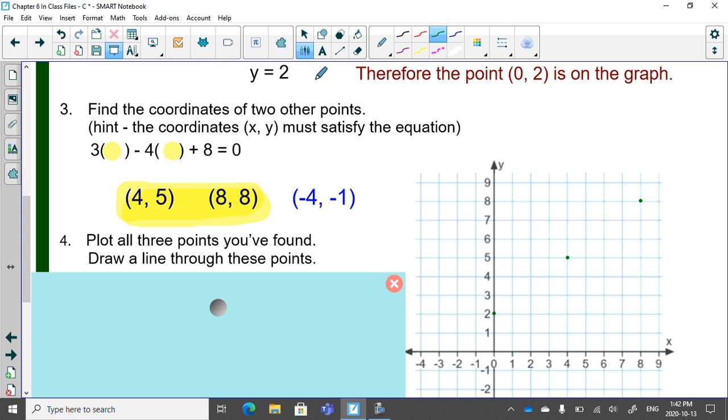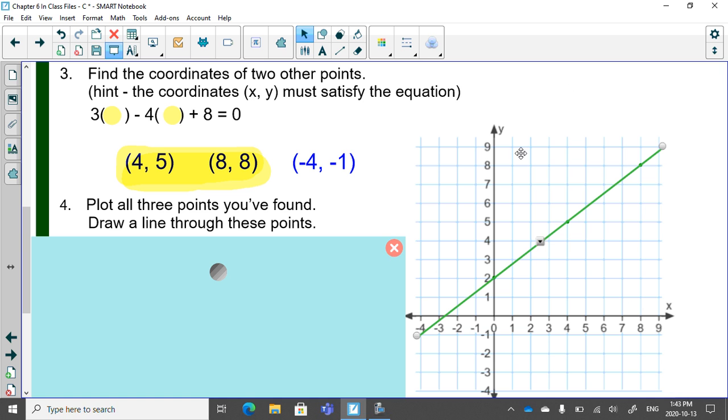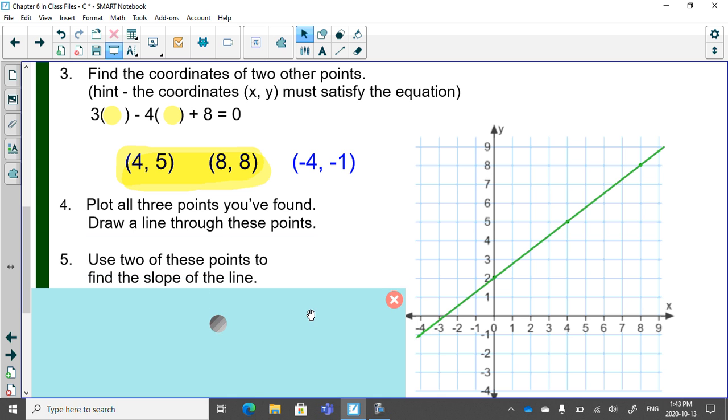And it says draw a line through these points. Well, I'm going to start here. I'm going to draw a line all the way through, and notice that we get a straight line. This is actually linear. So when you were asked up here, is this linear or non-linear? Well, this makes sense that it is now linear, and we know it's linear because when we found points on the line and plotted them, they all formed a straight line, which is really cool. So we did that part.